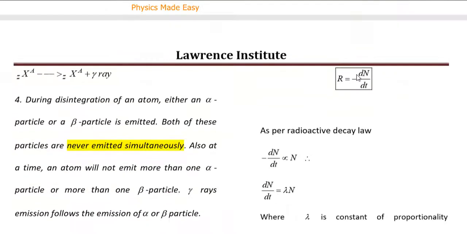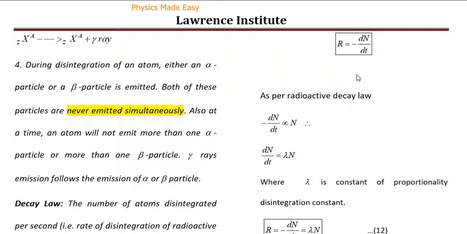And the next part is duration. During disintegration of an atom, either an alpha particle or beta particle is emitted. It means either alpha particle will be emitted or beta particle will be emitted. Both of these are never emitted simultaneously, at the same time. An atom will not emit more than one alpha particle and more than one beta particle. Gamma ray emission follows the emission of alpha or beta particle.